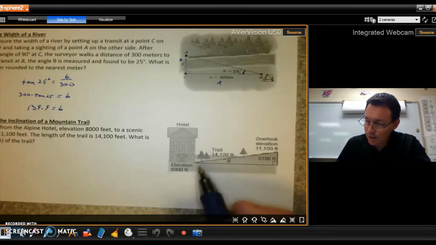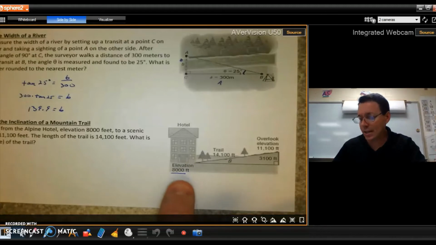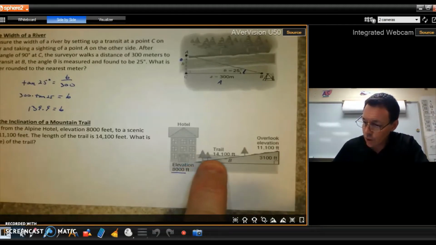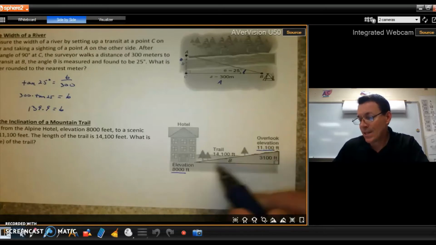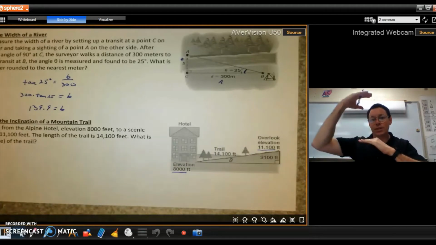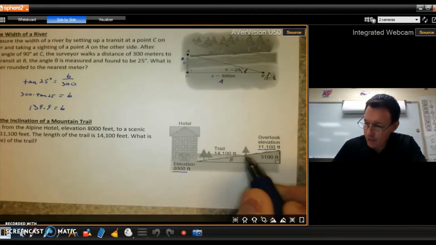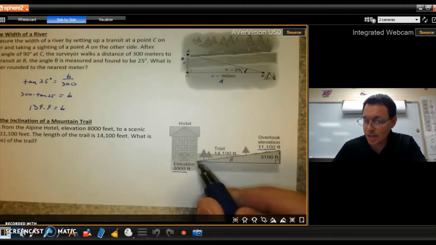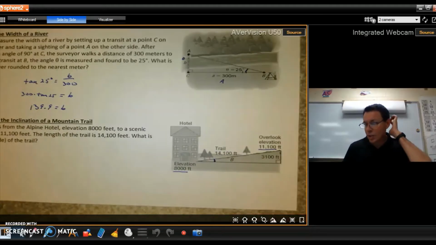The hotel is at 8,000 feet, so you're already in the mountains. So you're up in the mountains at 8,000 feet elevation above sea level, and you walk uphill to this overlook that is 11,100 feet. Okay, so the difference between those is your change in elevation. So you have traveled vertically 3,100 feet. So that's the opposite side of this triangle. The trail, that's the hypotenuse of the triangle. And the question is asking, what is this little angle here? How steep is that trail that you're walking up?